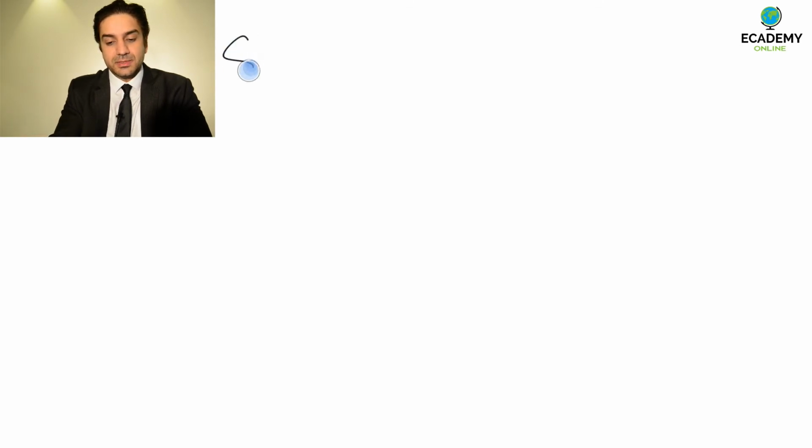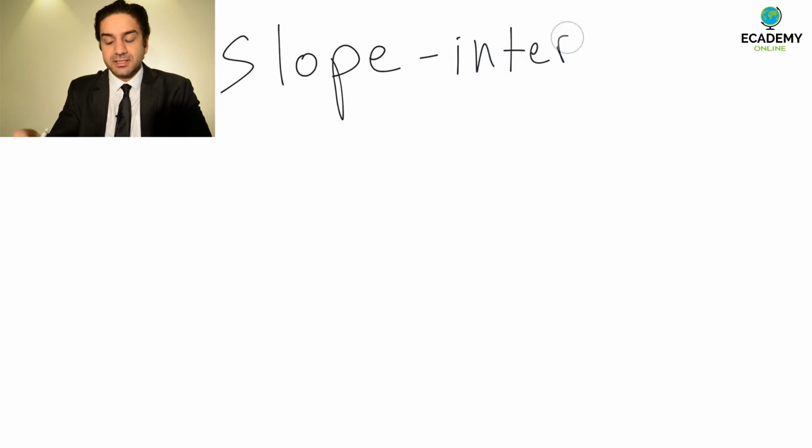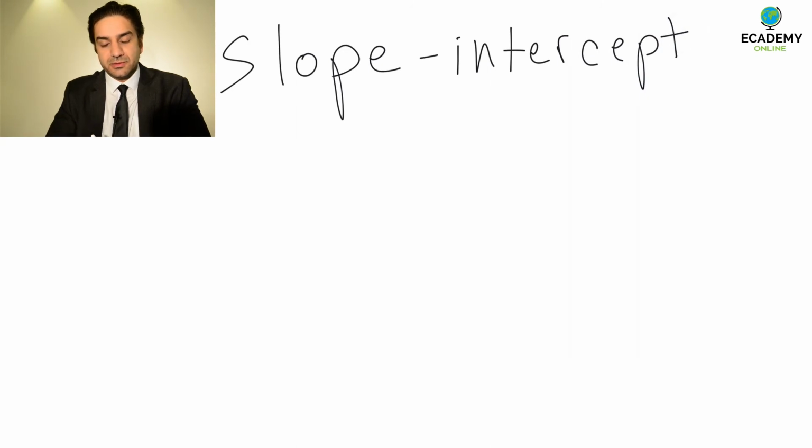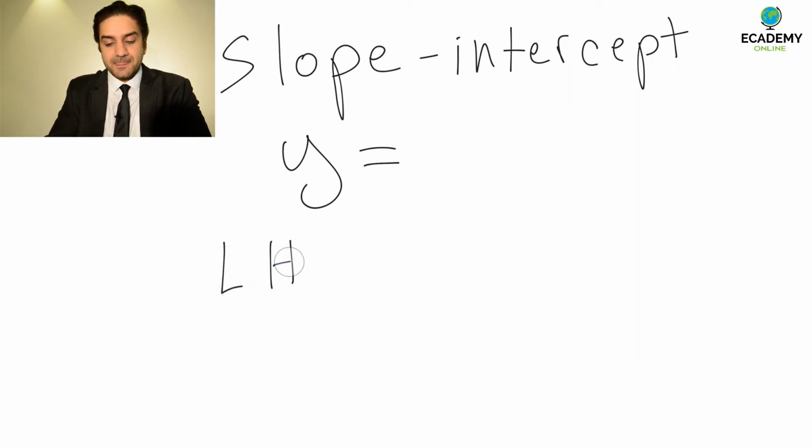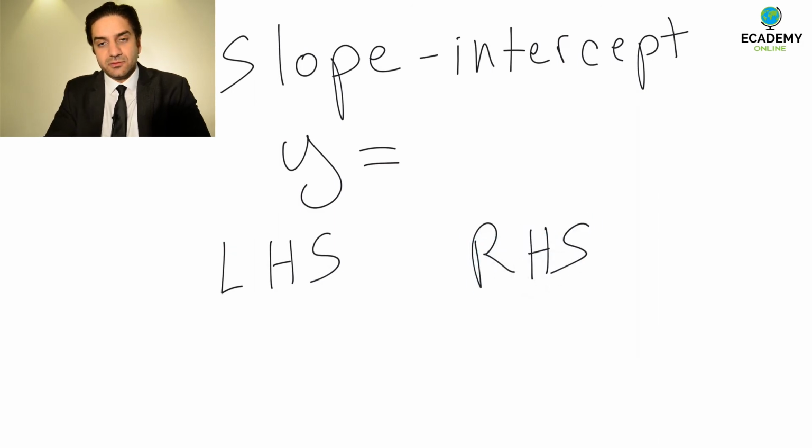The other form is the slope-intercept form. These are the most identifiable forms in terms of linear equations. The slope-intercept form starts with a y on one side of the equality, because the equal sign is the barrier between the left-hand side and the right-hand side. So it starts with the y on the left-hand side.